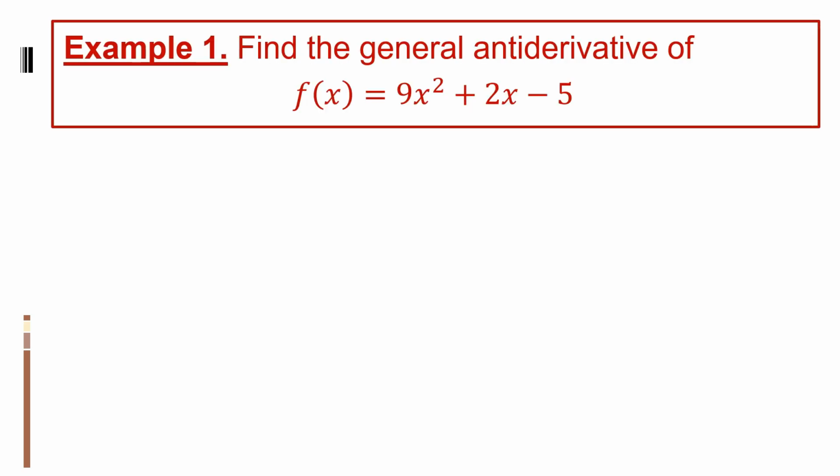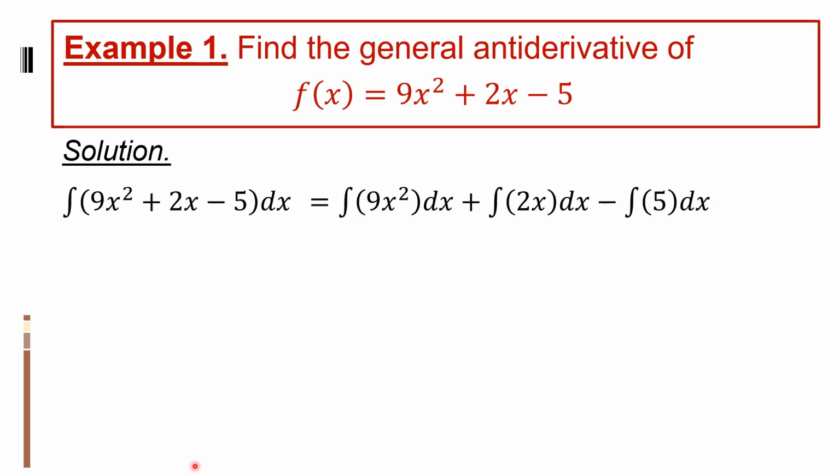Find the antiderivative of f of x equals 9x squared plus 2x minus 5. So, for our solution, so since meron tayong tatlong terms dito, pwede daw nating paghiwalayin yung mga yan. So, kunin natin yung integral ng 9x squared dx, yung integral ng 2x dx, at yung integral ng negative 5 dx. Then, pwede nating ilabas yung kanyang constant. So, we have 9 times the integral of x squared dx plus 2 times the integral of x dx minus 5 times the integral of dx.